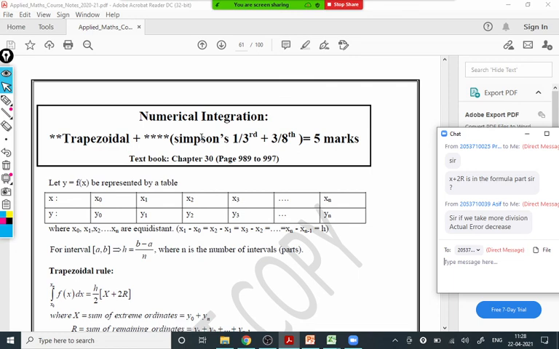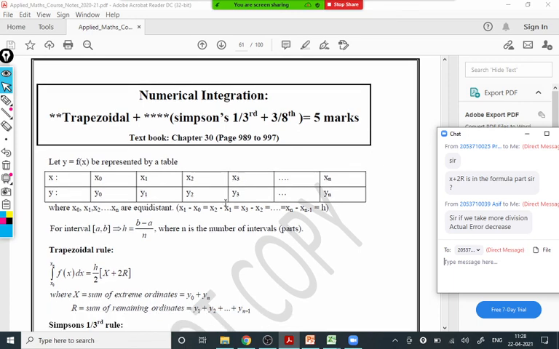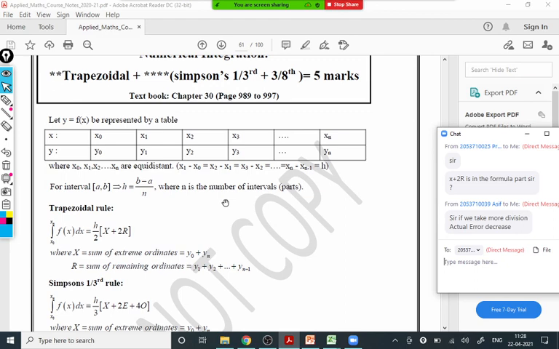Again, the weightage of this article is 5 marks in the final examination. One question always comes on numerical integration. So whatever y equal to f(x) is given to us, we have to break it into parts as x0 to xn: x0, x1, x2, up to xn. The difference between two successive values of x is h. h is always a constant, so the values of x should be equally spaced.